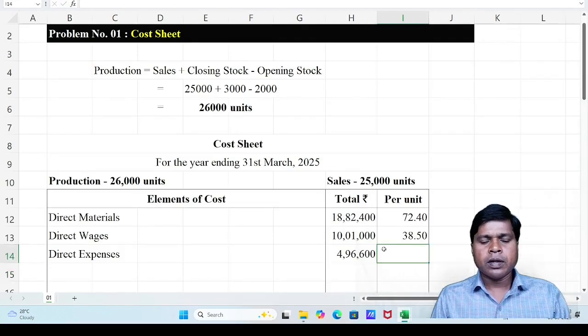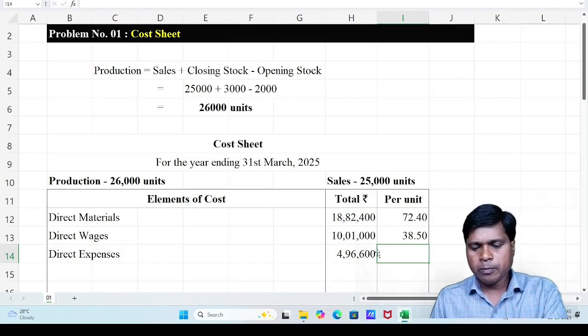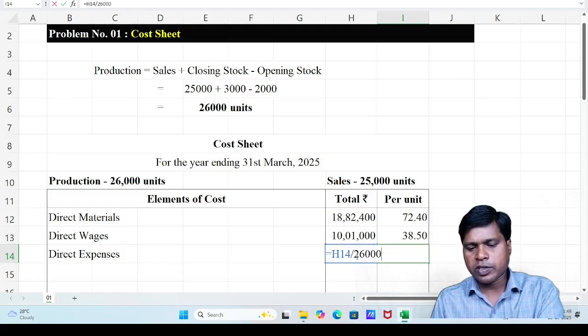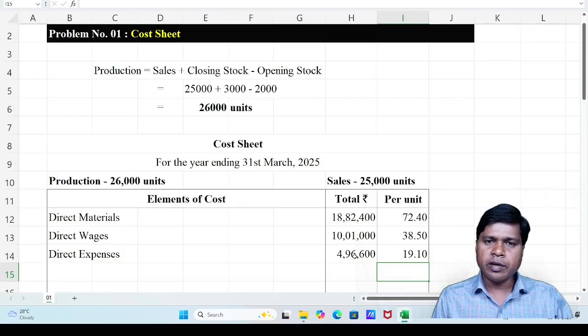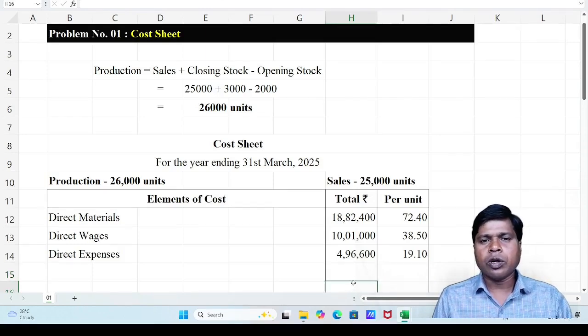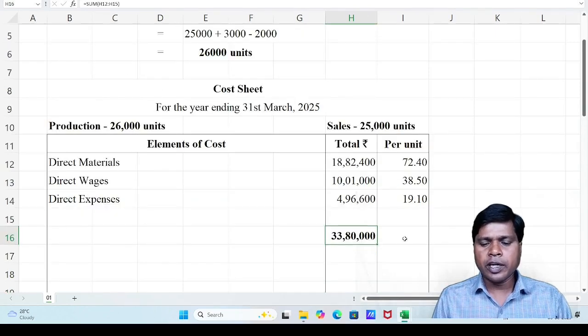4,96,000. Direct expenses per unit: 4,96,600 divided by 26,000 again, 19.10. So these are the items of prime cost. After these three items, we can take total of these three: 33,80,000. This total means prime cost.